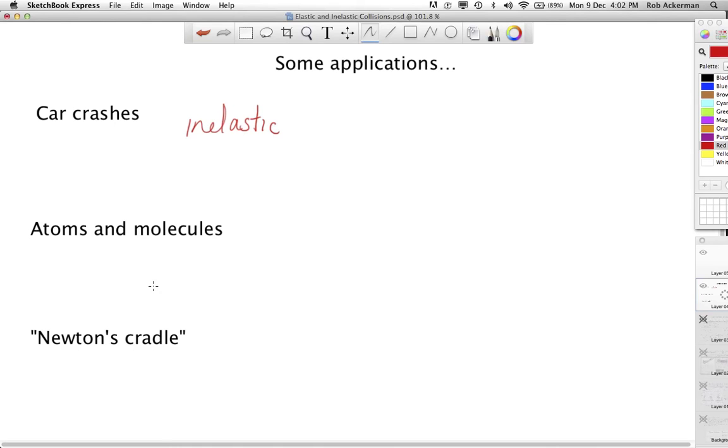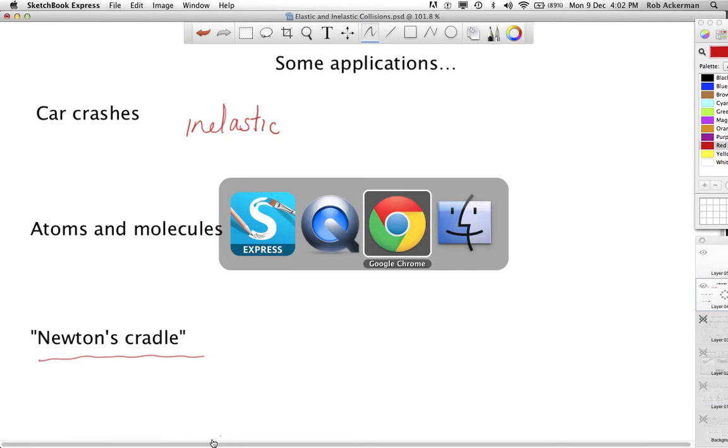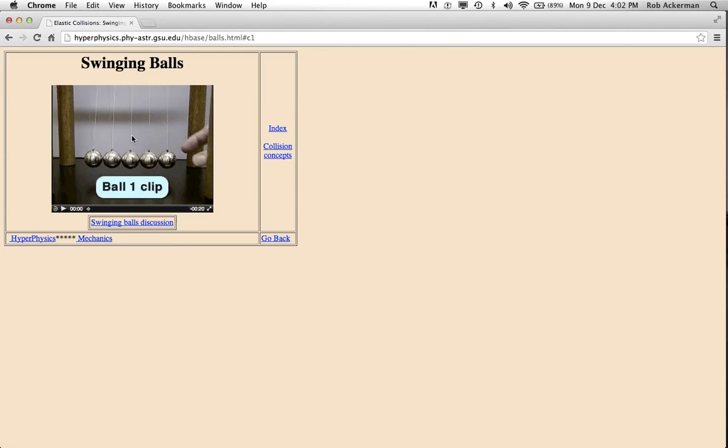And finally, there's a little toy that every kid loves to play with, every adult loves to play with. It's called Newton's cradle. To show you what this is, let's go to a quick website actually. This is a great website. It's a little higher level at times, but it's worth checking out. Hyperphysics is the name. And one of their clips looks like this. Do you remember these little toys? They are called Newton's cradle.